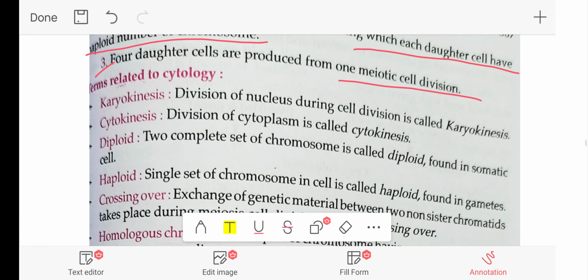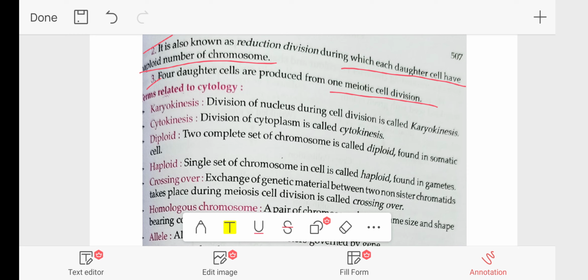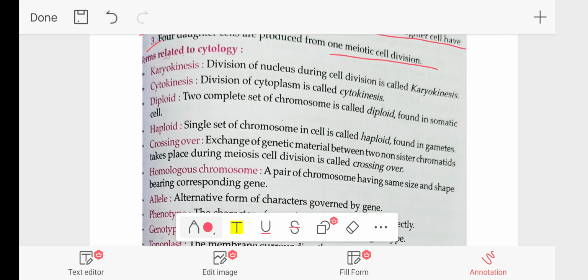Now let's see some terms related to cytology. Karyokinesis: division of the nucleus during cell division is called karyokinesis. Cytokinesis: division of cytoplasm. Diploid: two complete sets of chromosomes found in somatic cells. Haploid: single set of chromosomes found in gametes. Crossing over: exchange of genetic material between two non-sister chromatids that takes place during meiosis cell division is called crossing over.